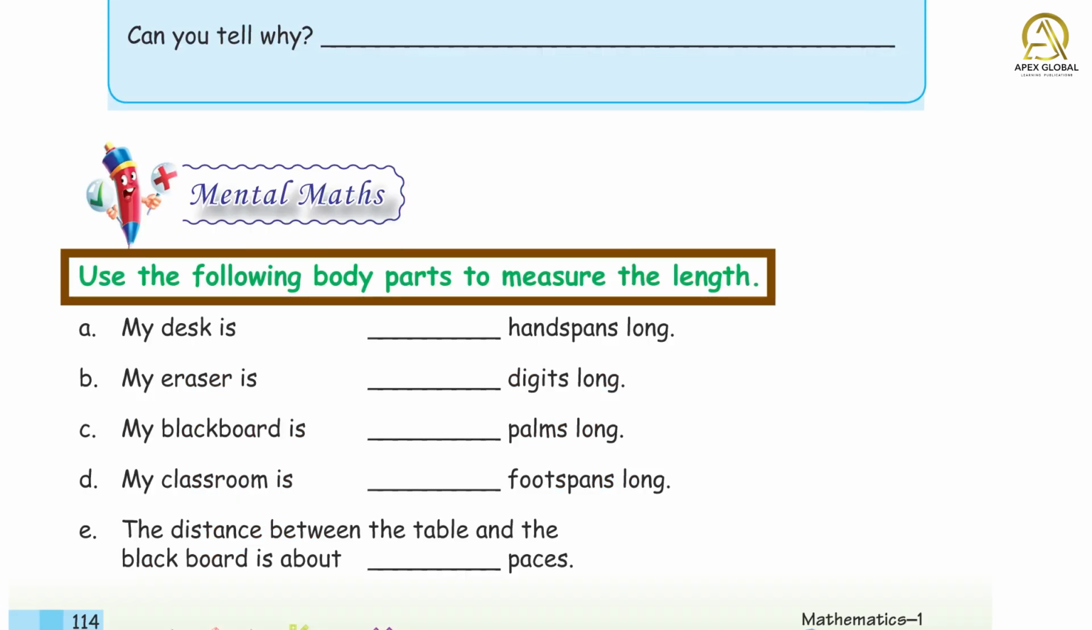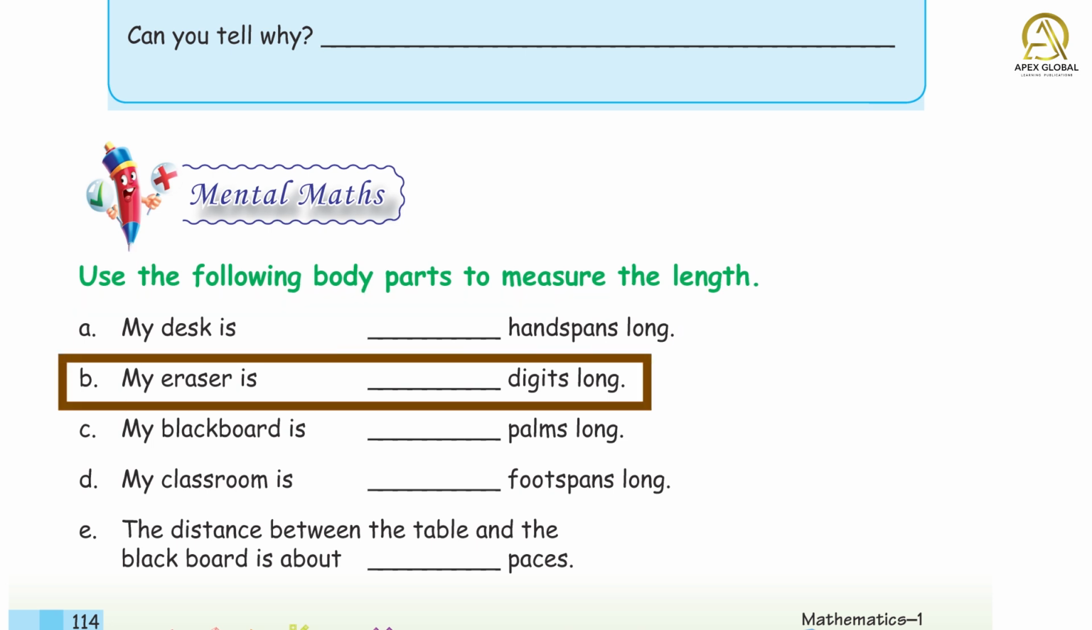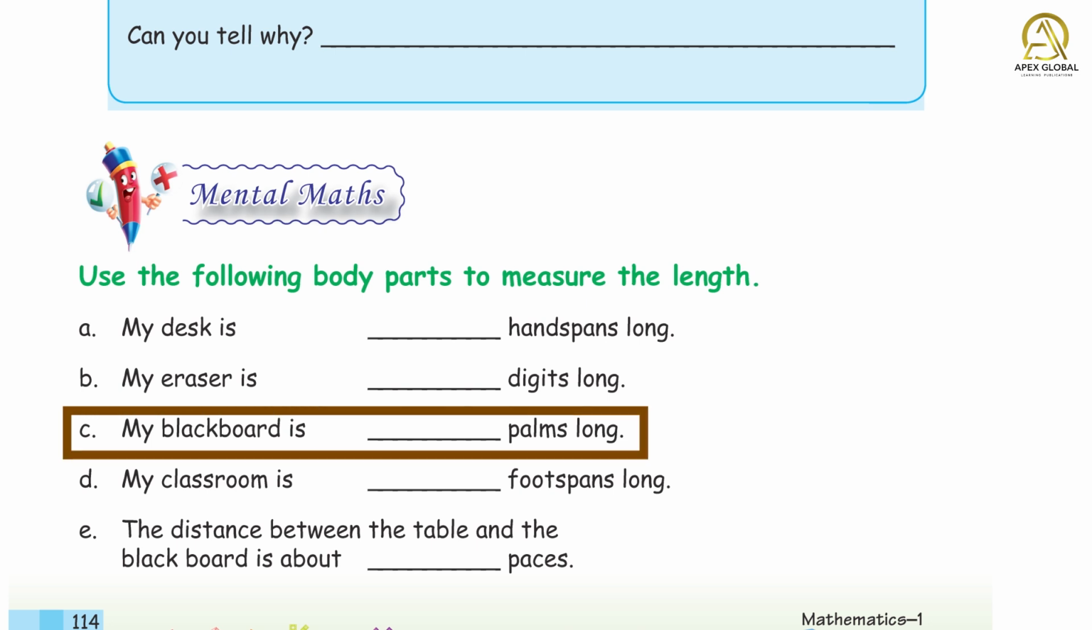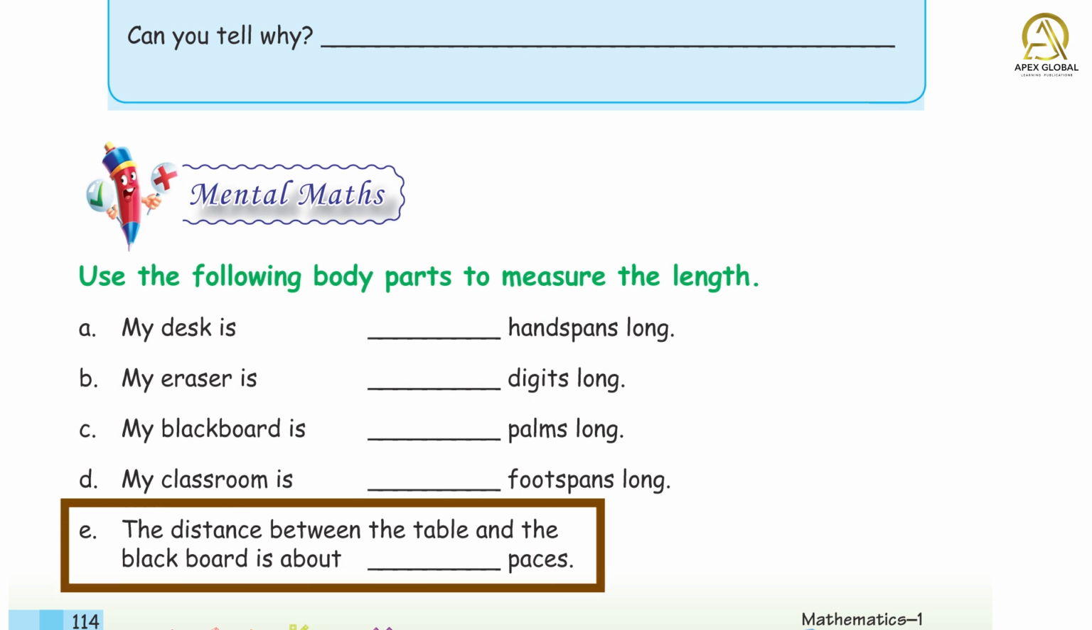Mental maths. Use the following body parts to measure the length. A. My desk is dash handspans long. B. My eraser is dash digits long. C. My blackboard is dash palms long. D. My classroom is dash foot spans long. E. The distance between the table and the blackboard is about dash paces.